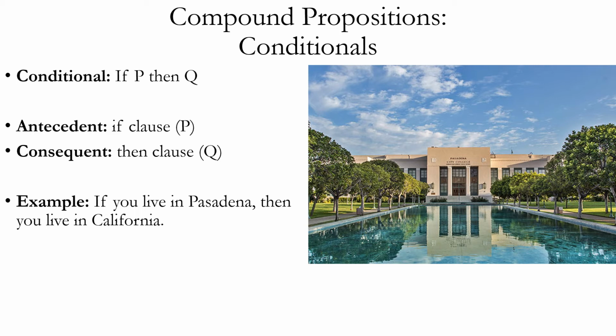So you can have conditionals which are arranged in a different order, Q if P, and conditionals don't always have the word then in it, but most commonly it will have both if and then, and if will come before then. Either way, whichever clause follows if is going to be the antecedent, and the other clause is going to be the consequent. So for example, if you live in Pasadena, then you live in California.